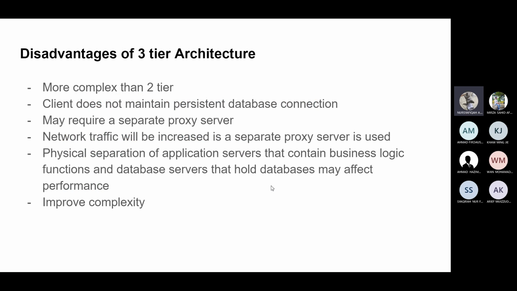And then for the disadvantages of 3-tier architecture, as we know just now, 3-tier is more complex than 2-tier. The client does not maintain a persistent database connection, and they require a separate proxy server. Network traffic will be increased if a separate proxy server is used, and there is physical separation of the application server. That whole database may affect the performance and also increase complexity.